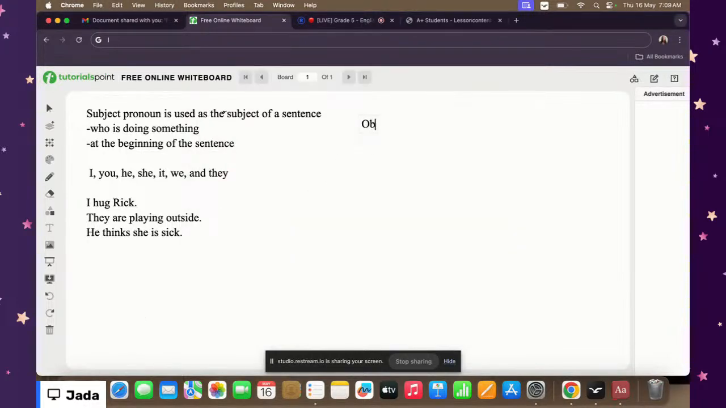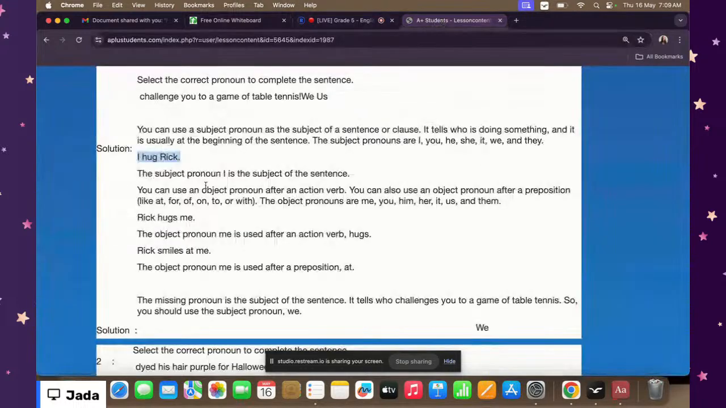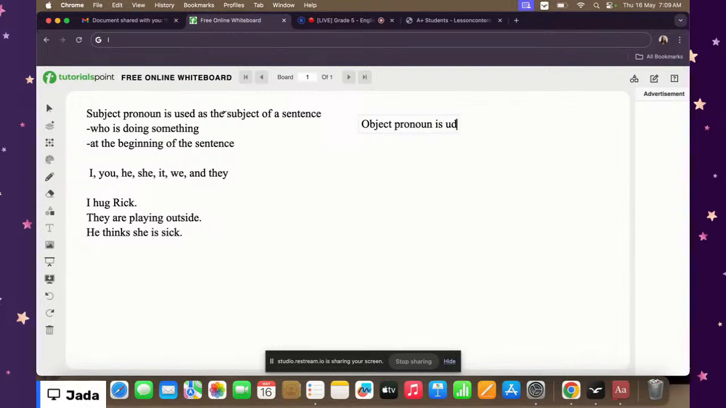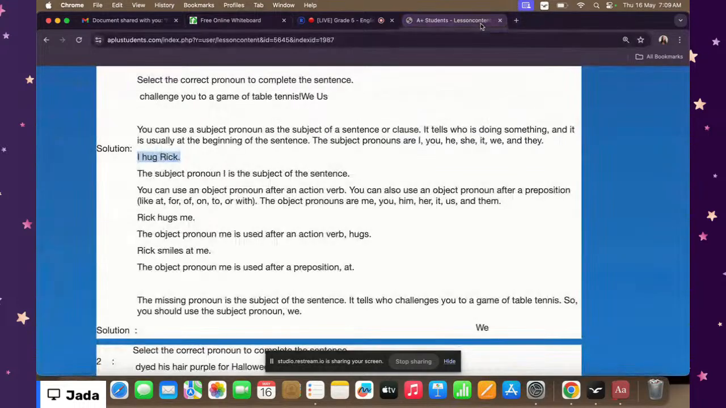Now we have object pronoun. Okay, so what is object pronoun used for? Object pronoun is used after an action verb. Action verbs are words like running, dancing, cooking, that is doing the action. So yeah, object pronoun is used after an action verb.